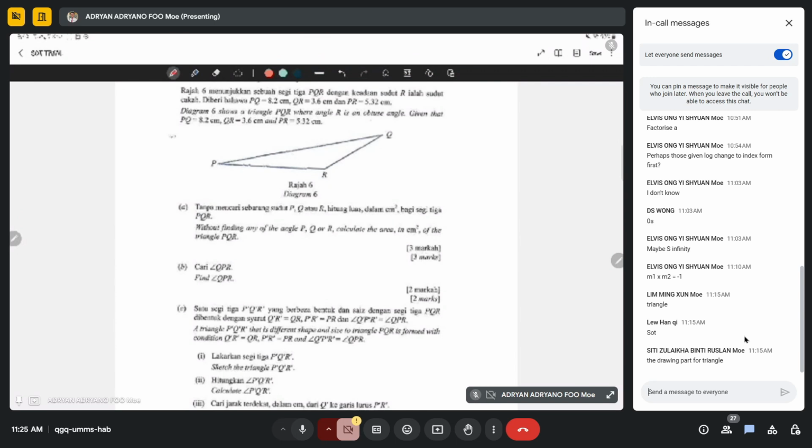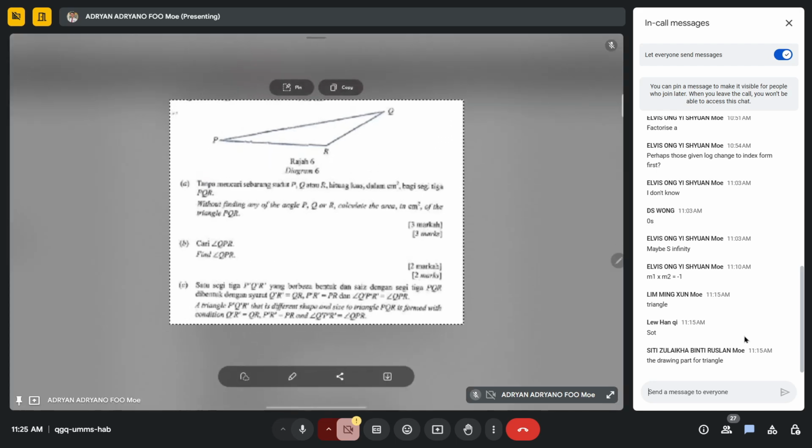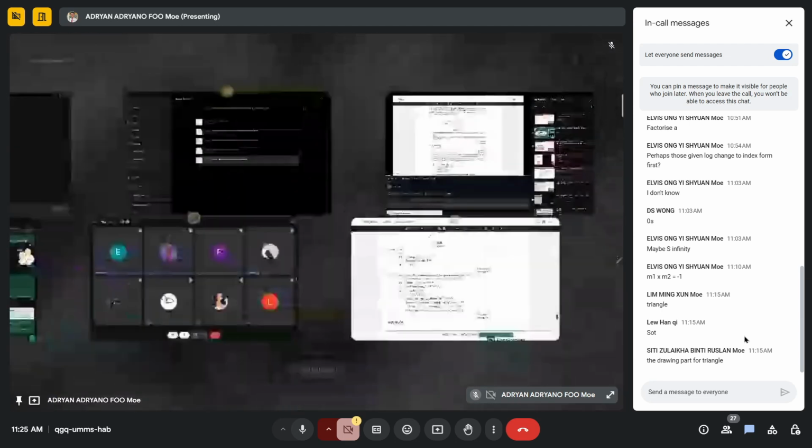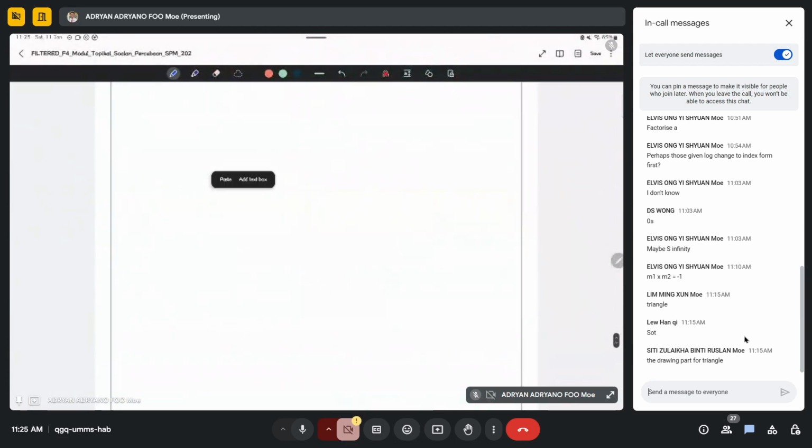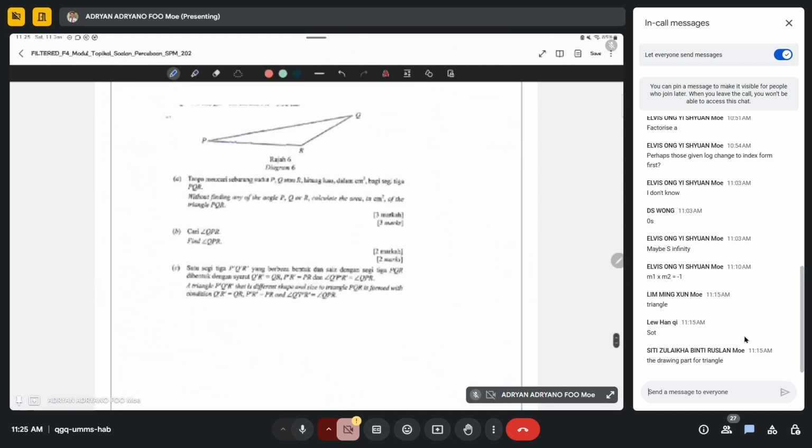PQR. Look at question C: a triangle P'Q'R' that is different in shape and size. Screenshot this, and we try to solve this question, because ambiguous is actually easy, it's not difficult. A triangle P'Q'R' that is different in shape and size to triangle PQR is formed with conditions. Look at the angle first. Angle QPR must be the same, so I cannot move P. If I cannot move P, which lines can I not move? PQ cannot touch, PR cannot touch, if necessary.